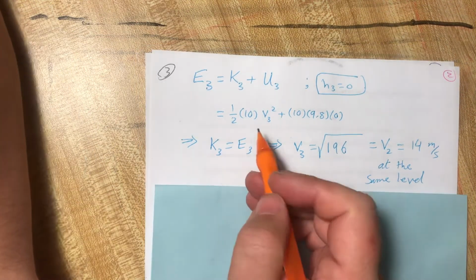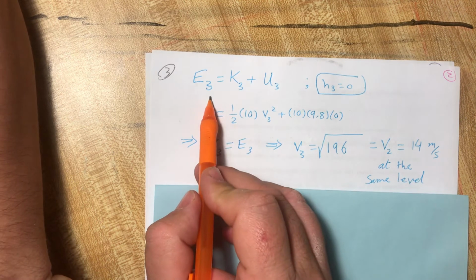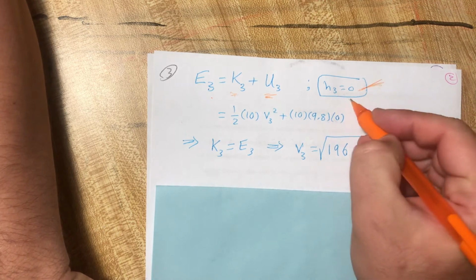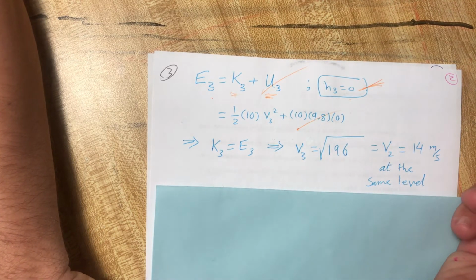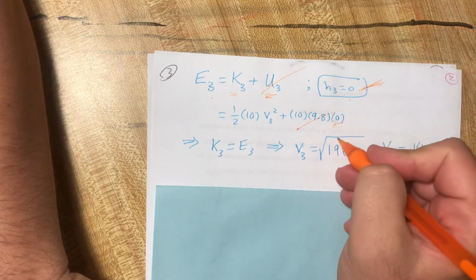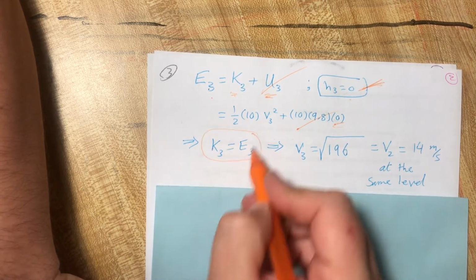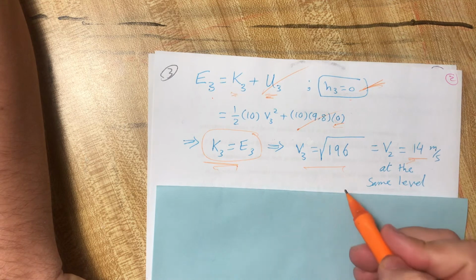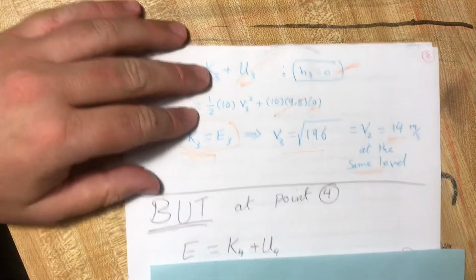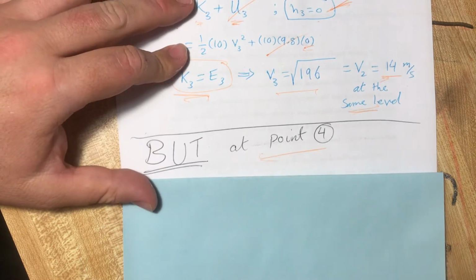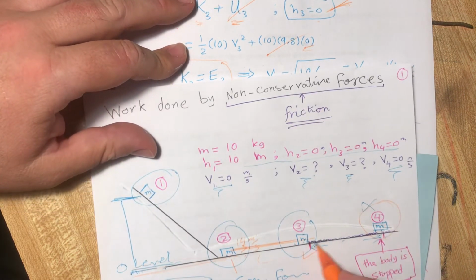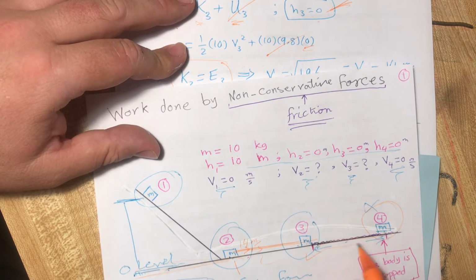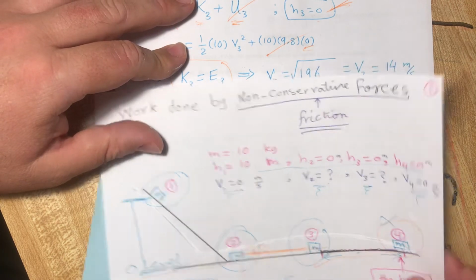For point number 3, we need to compute also the mechanical energy, which is the kinetic energy plus the potential energy. But at this height, at point number 3, the potential energy is also 0 because we don't have any height. So again, the mechanical energy is equal to the kinetic energy, and the velocity will be 14 meters per second because they are at the same level. Now let us go to point number 4. We have a friction force, and the body stops after a period of time and a distance. Okay, we can find them.